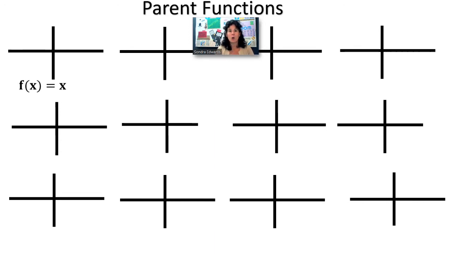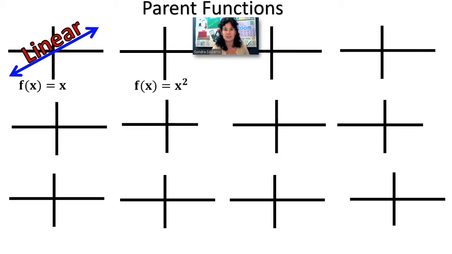The equation is y equals x. The graph of y equals x is just a line, and the name of it is linear. Y equals x squared looks like a U shape, sometimes called a parabola, but the equation is a quadratic.